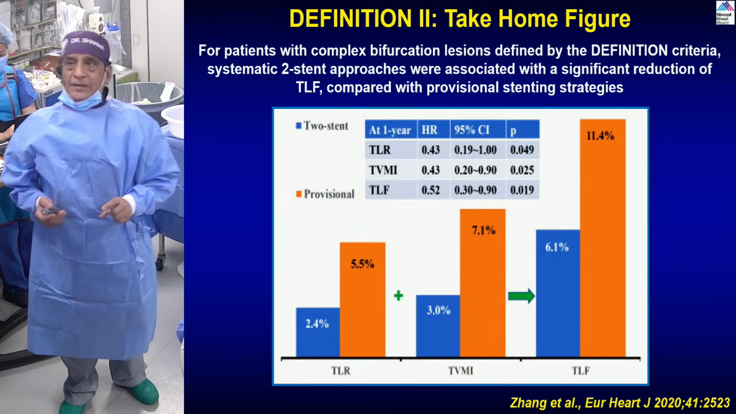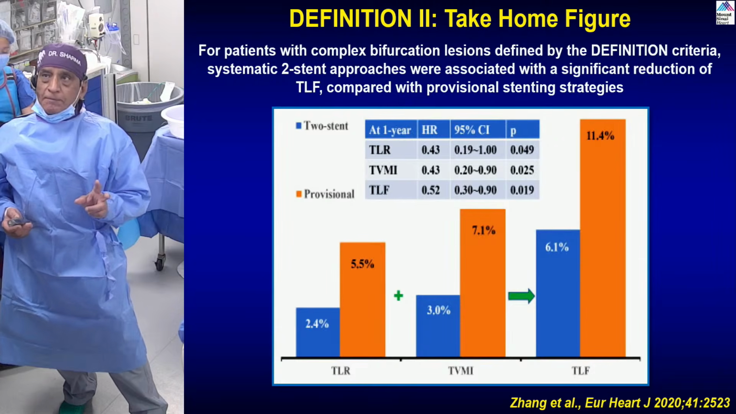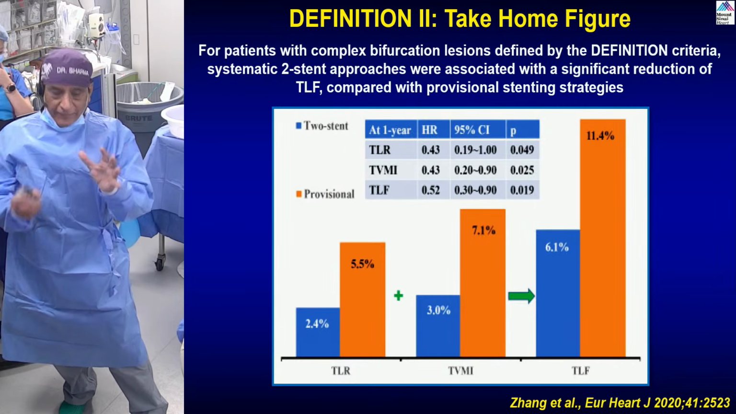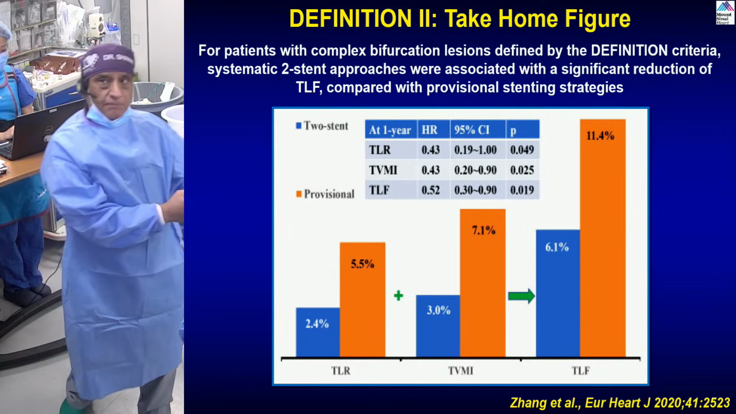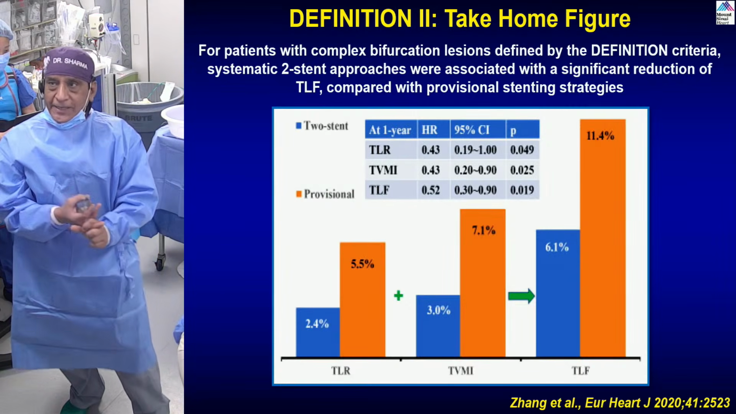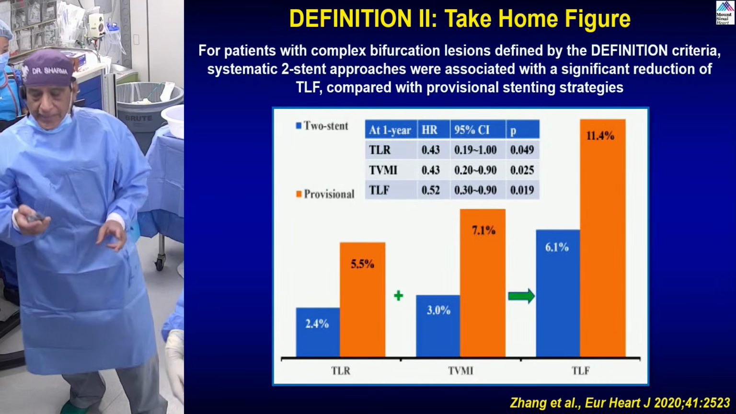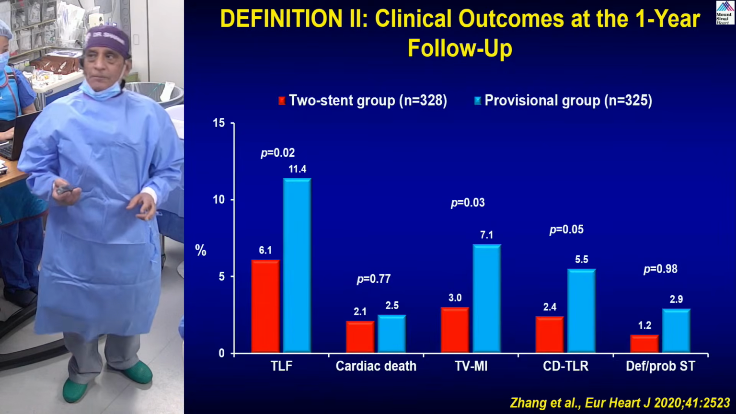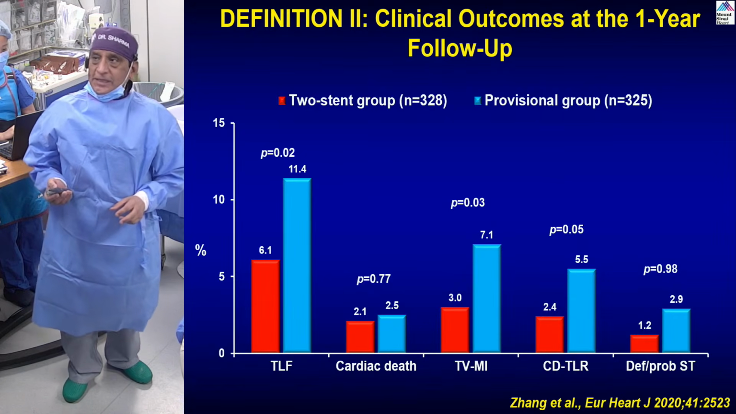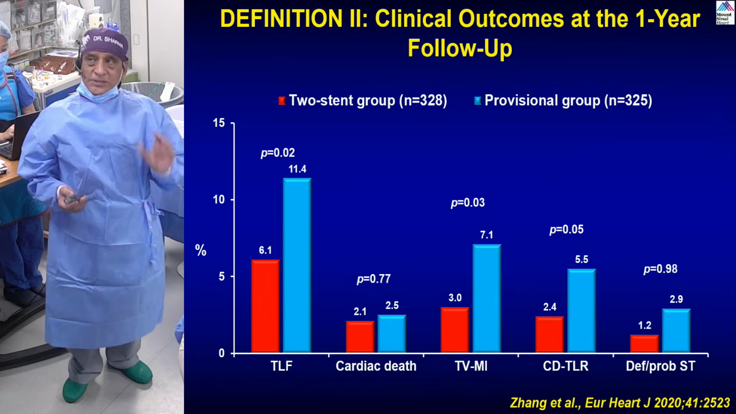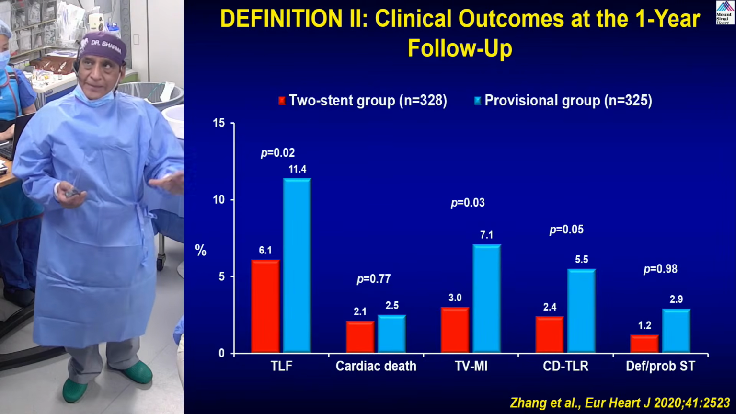So what did we learn in 1 year? That using the 2 stent approach in a complex lesion, now we are taking only complex, not the simple, has a lower TLR, lower target vessel MI, and TLF along the individual endpoints here, and non-statistically lower stent thrombosis. So the 2 stent approach in a complex lesion did better at 1 year.